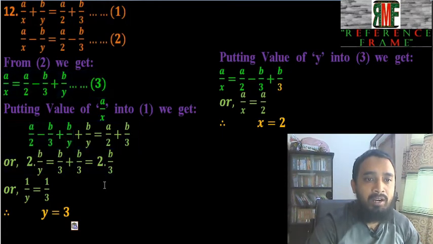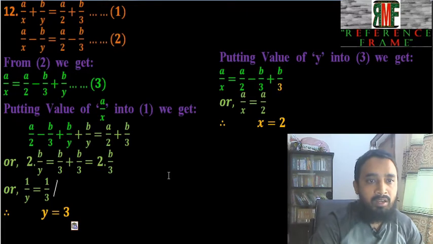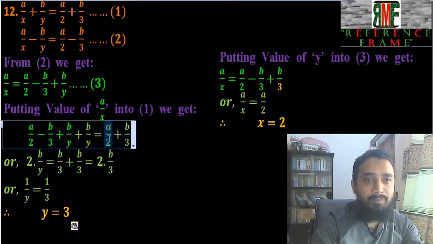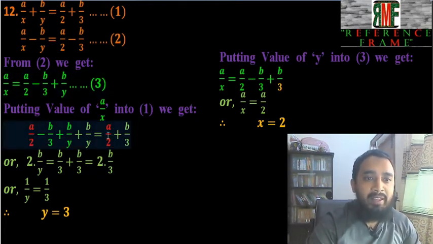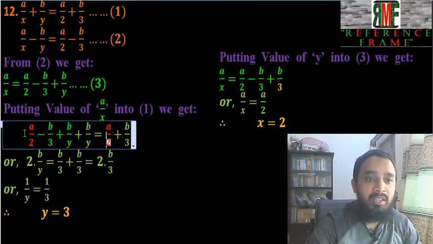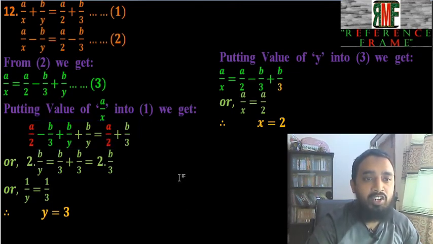So look here, by the cancellation law, a by 2, I marked it with red, a by 2. Both of them are on opposite sides with the same sign, similar sign. Here on the right side plus, also plus. So they omit each other by the cancellation law of addition.